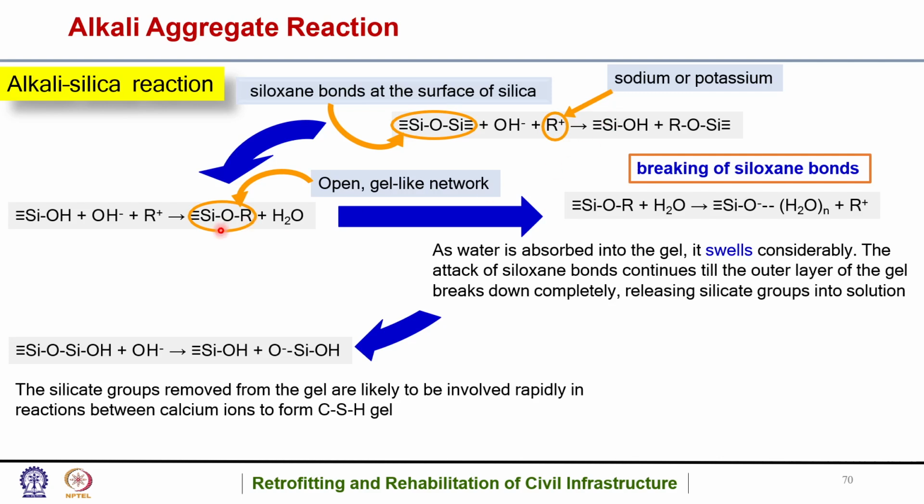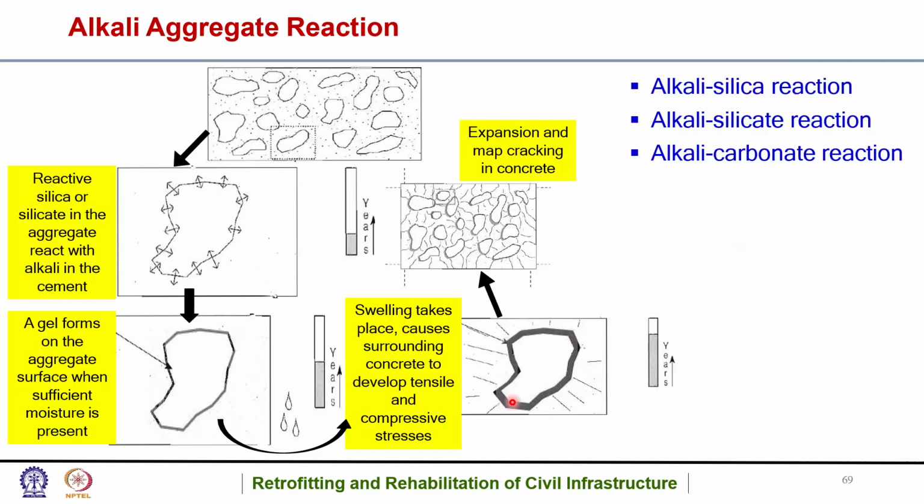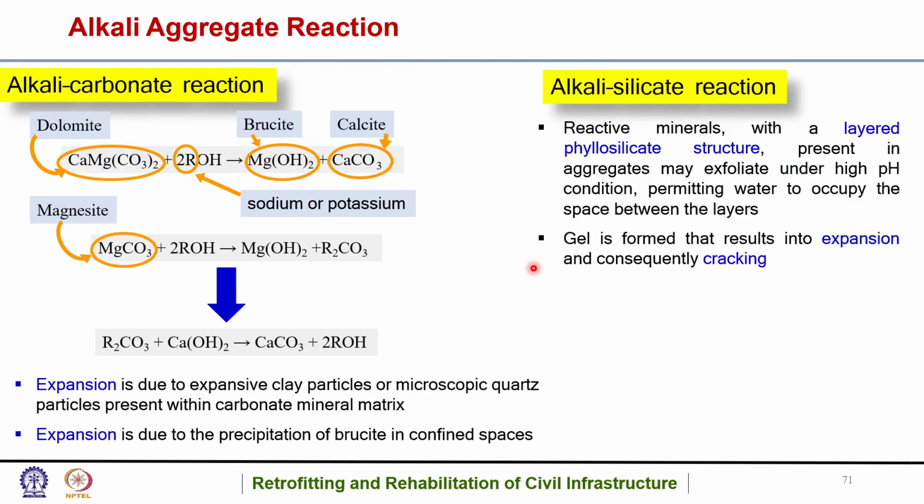If you see, these are the silicate groups released into the solution, and the silicate groups removed from the gel are likely to be involved rapidly in reactions with calcium ions to form C-S-H gel. This is in a way also how geopolymerization occurs, but here it is negative, there it is positive. That way it results in swelling, and that swelling results in tensile and compressive stresses. Because of its expansive nature, increase in volume results in map cracking. So this is basically the alkali aggregate reaction involved.